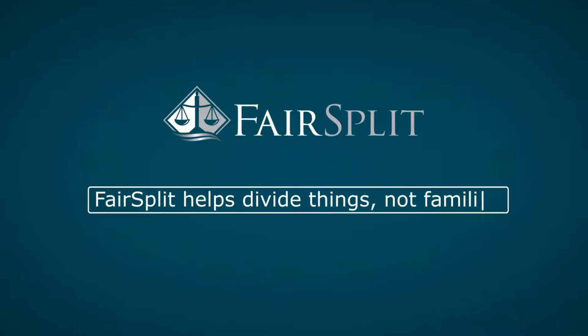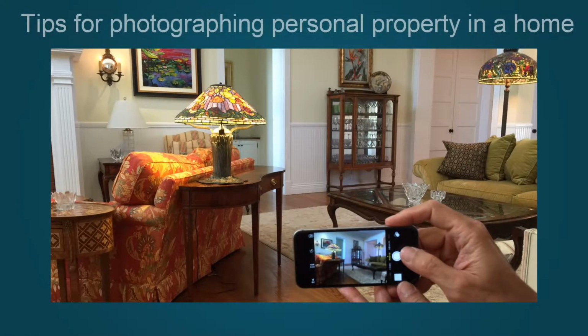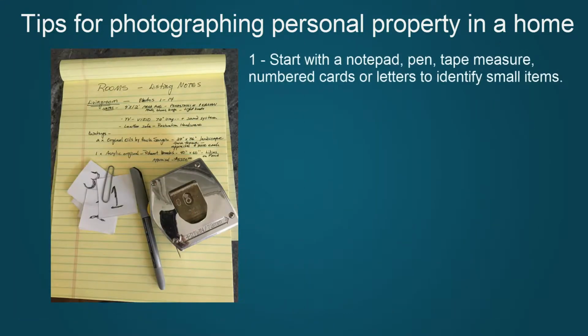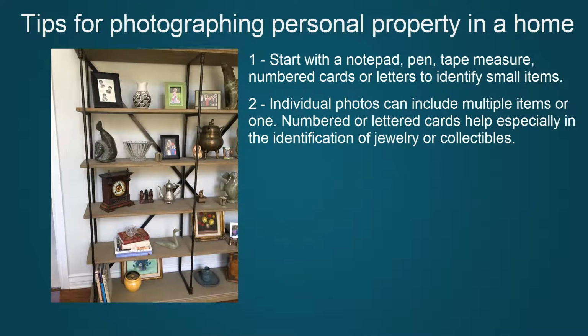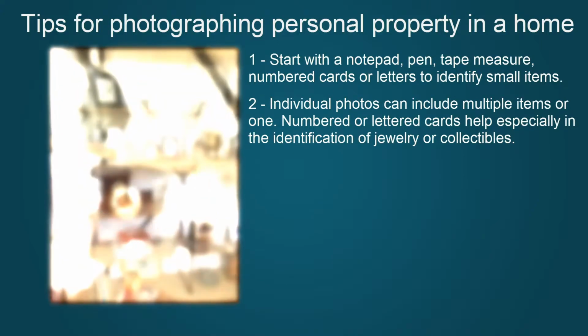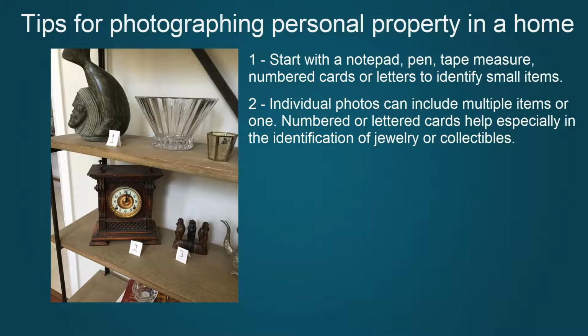Divide things, not families. Here are some tips on how to photograph personal property in a home. Start with a yellow legal pad, numbers or letters and little tent cards for small items, a pen, and a tape measure. Individual photos are often taken if you're going to list lots of information about each item, or you can do group photos and use one photo for several items.